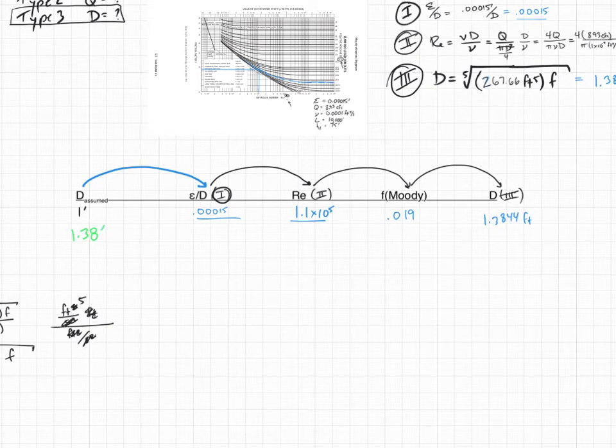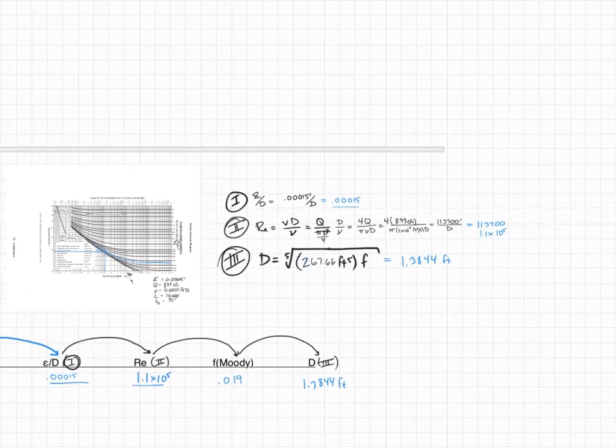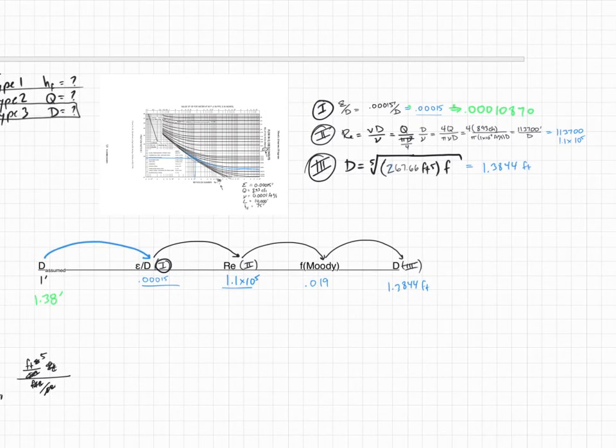So now I'm going to do E over D. So I'm going to go up here to E over D. So E over D in this case is going to be 0.00015 divided by 1.38, which equals approximately 0.000108. Okay, so now we need to get the Reynolds number.